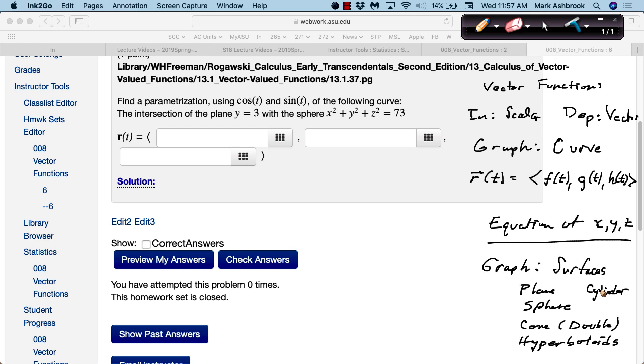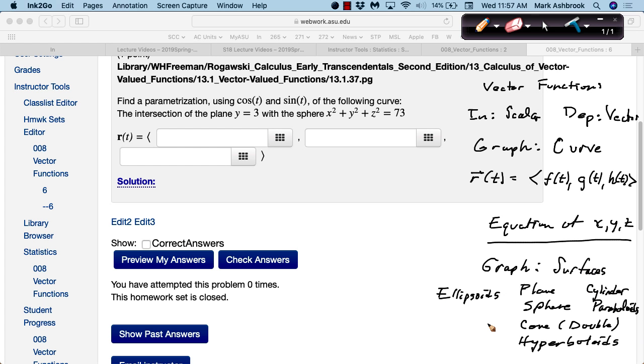There's one more big one. Paraboloids. These are the big ones that we need to know: cylinders, planes, spheres, paraboloids, double cones, and ellipsoids. All those things are equations of x, y, and z, and so they give you surfaces in space, whereas vector functions give you curves in space.